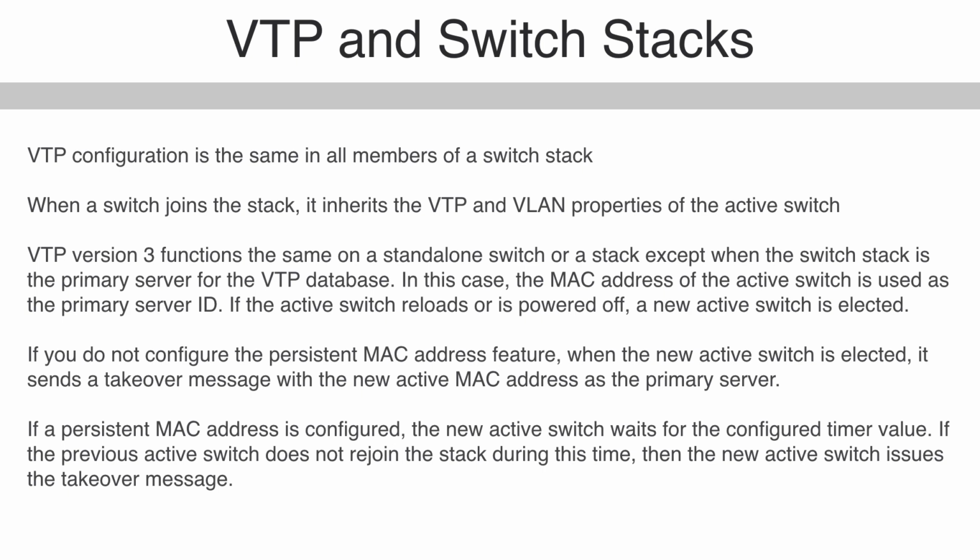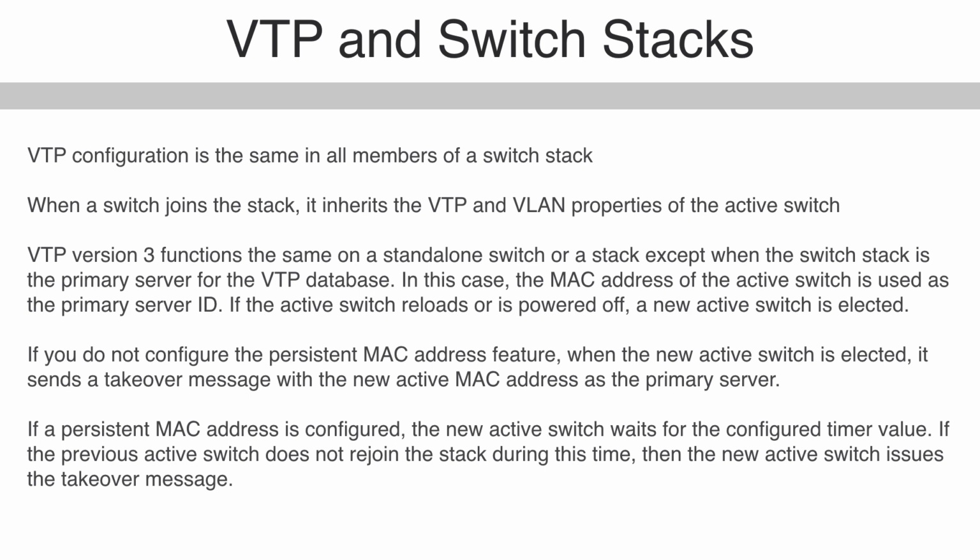VTP version 3 functions the same on a standalone switch or a stack except when the switch stack is the primary server for the VTP database. In this case, the MAC address of the active switch is used as the primary server ID. If the active switch reloads or is powered off, a new active switch is elected.